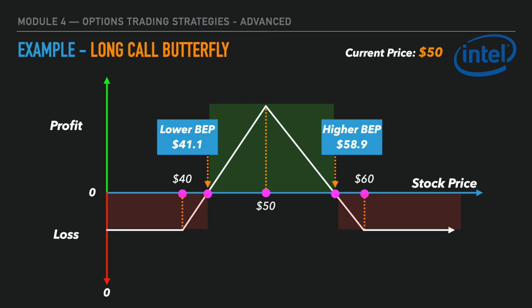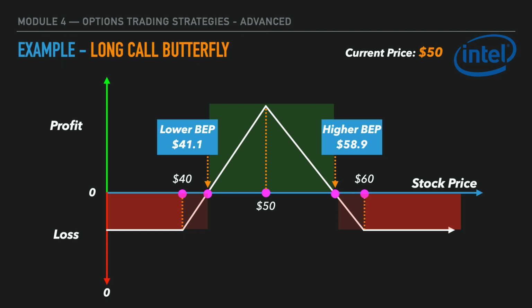On the other hand, if the stock price moves out of these two break-even prices to either side, your entire trade will be in losses. And if the price closes above the higher strike or closes below the lower strike, your entire trade will hit the maximum loss of $110. So this is how the risk graph for the long call butterfly trade looks like.